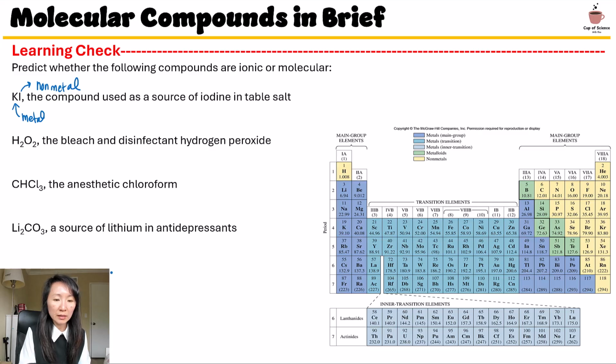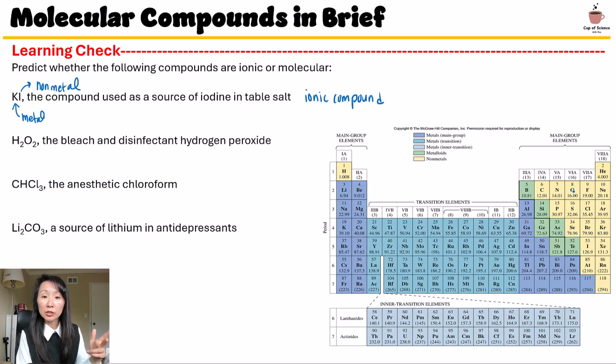Just to illustrate where it is, here is my potassium over here, on number 19, and then iodine is on the periodic table. Okay, so because we have a metal and a non-metal combined together in a compound, this is considered to be an ionic compound. Next one, H2O2. So here's my hydrogen, H, and oxygen here. They both fall under non-metals. So then, instead of ionic, we have a molecular compound.